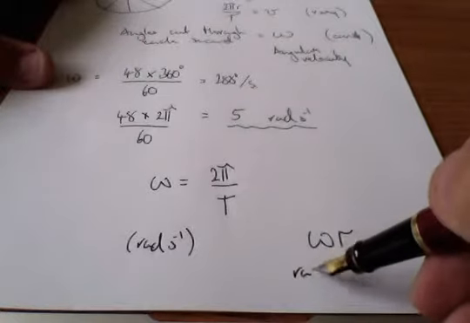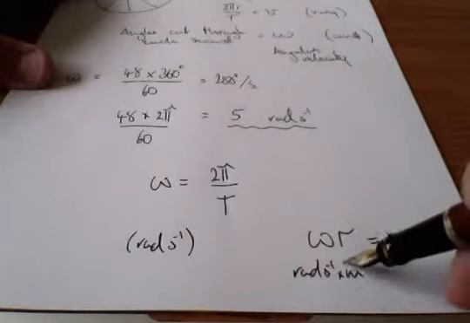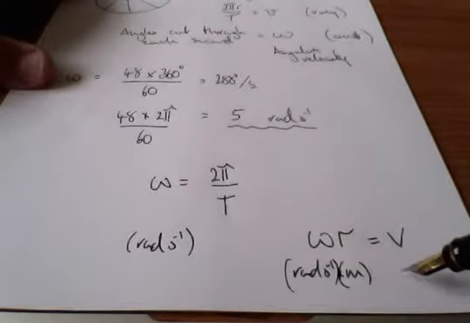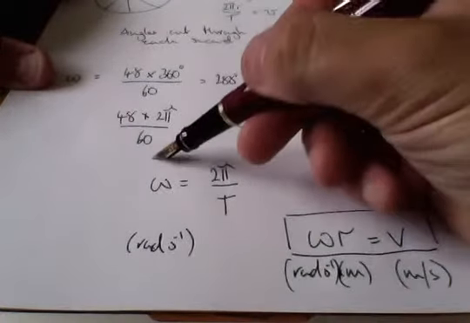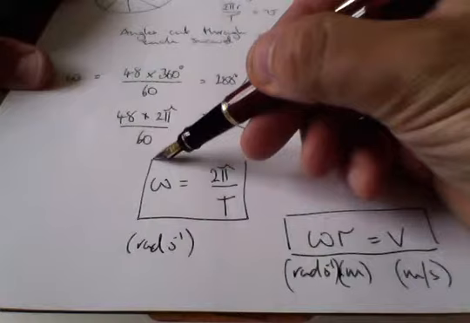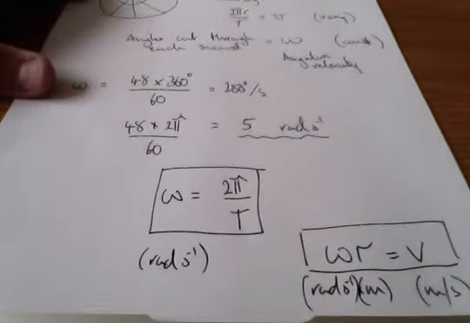Let's just make sure it all works. Rads per second by meters gives us meters per second. Good, so let's start to hold that in our minds, and especially this concept here. Right, let's find some examples, and we can give them a go.